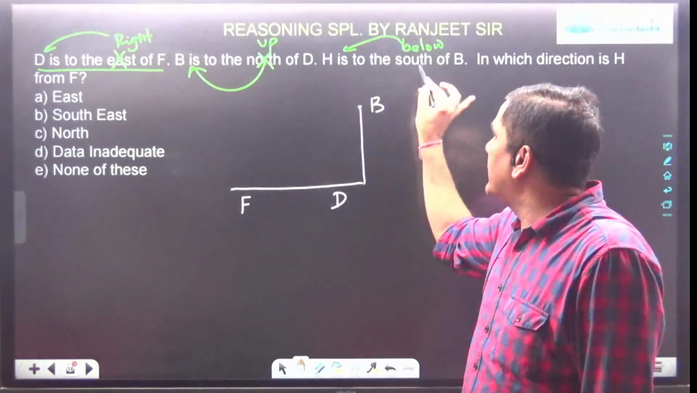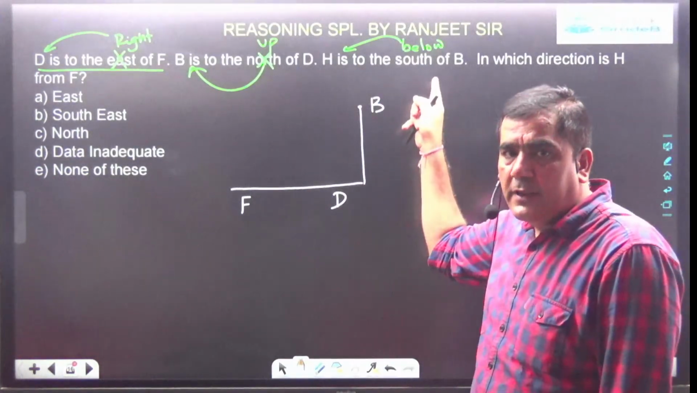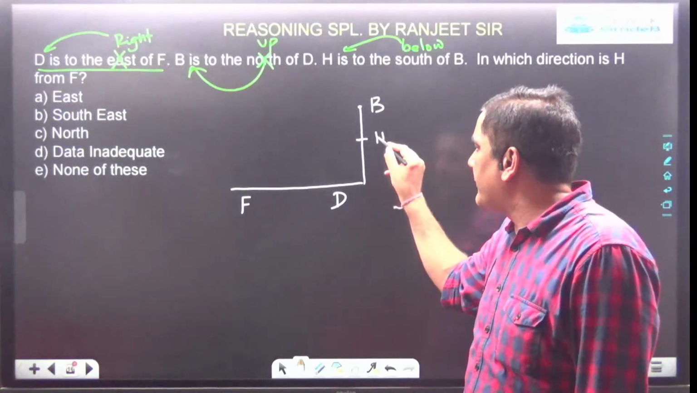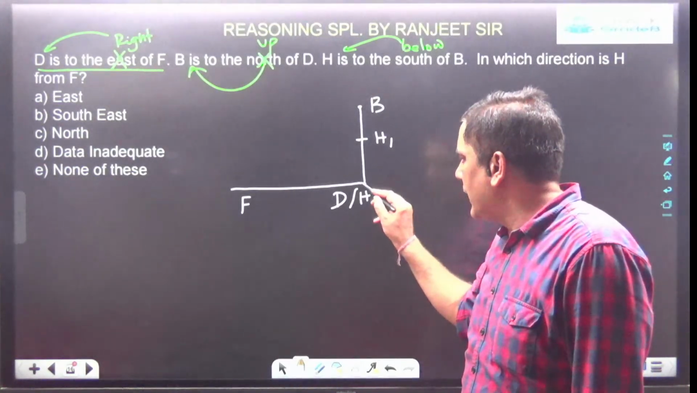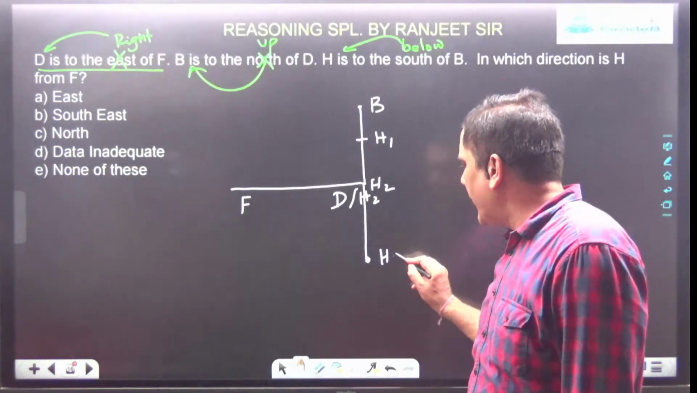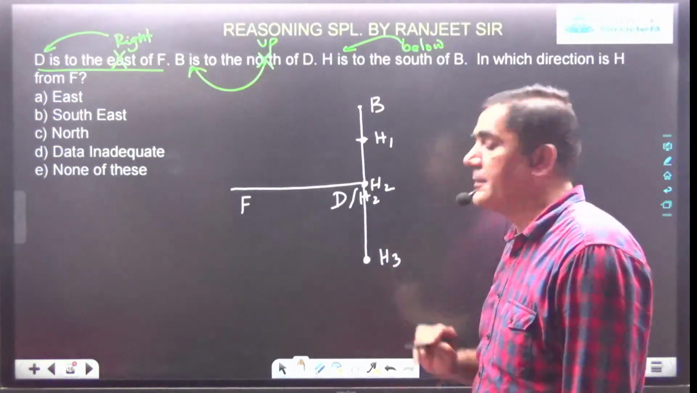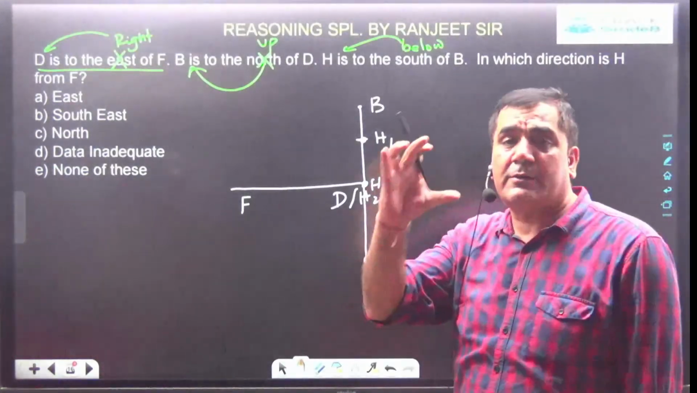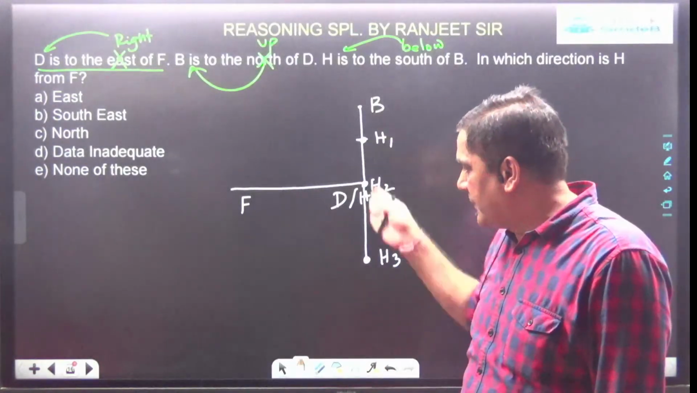Next one, H is to the south. South means below. So H will be below B. So below B means what? If I want, I can take the value of H over here, or over here, or over here. So H will now have 3 possibilities: possibility number 1, possibility number 2, and possibility number 3. This is happening just because the distance is not given. How much below is not given to me, so that's why I am getting 3 possibilities.